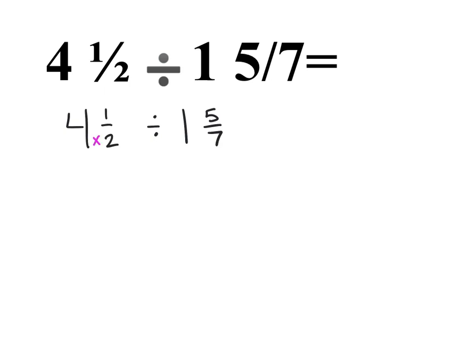Okay, we're going to change these into improper fractions. 2 times 4 is 8, plus 1 is 9. 7 times 1 is 7, plus 5 is 12. All right, the smallest common denominator that we can get for 2 and 7 is 14. Which means we have to multiply top and bottom by 7. And the top and bottom by 2.